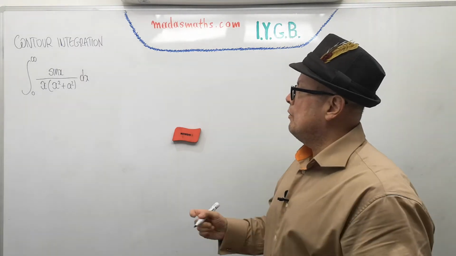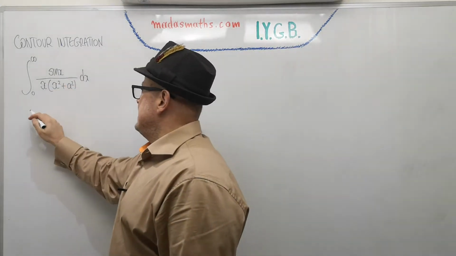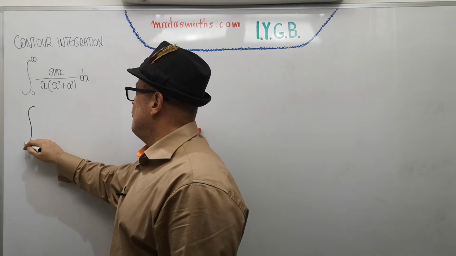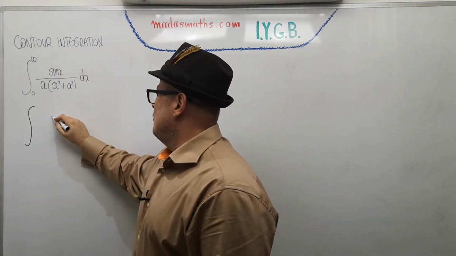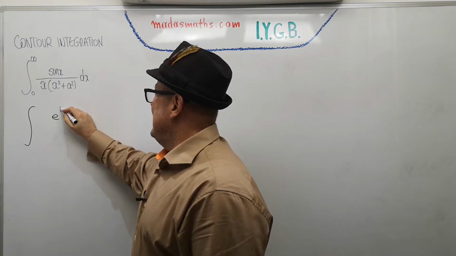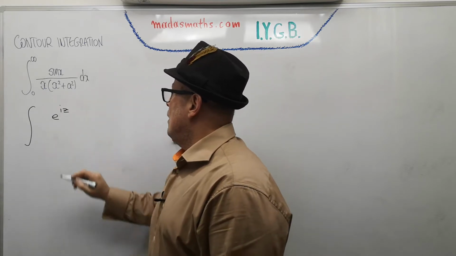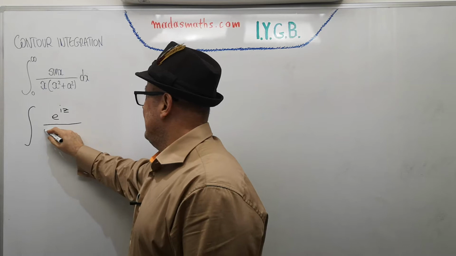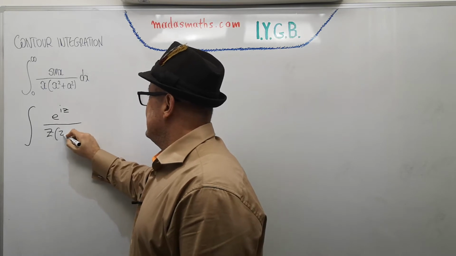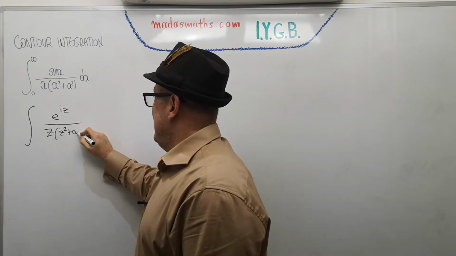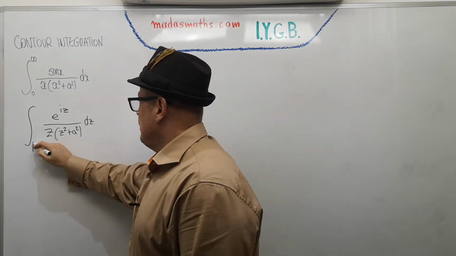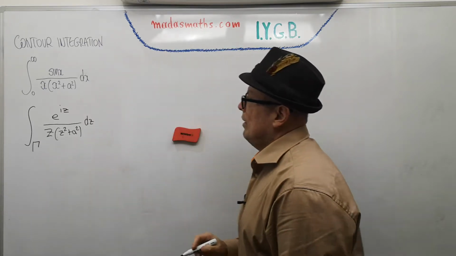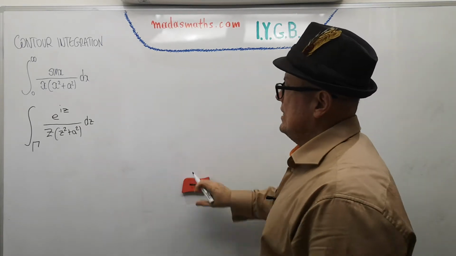So we're going to change this integrand to some complex function f of z, and we don't really like sines. It's very difficult to parameterize, so we're going to look at the exponential, e to the i z over z squared plus a squared dz, around some closed curve gamma, which we're going to consider in a second.